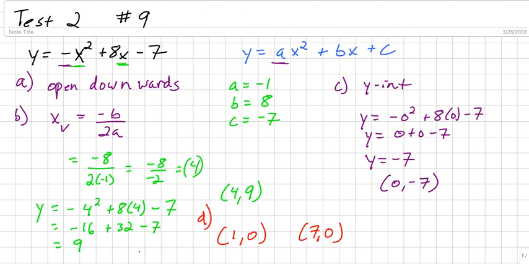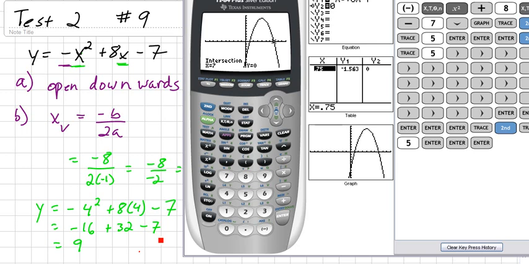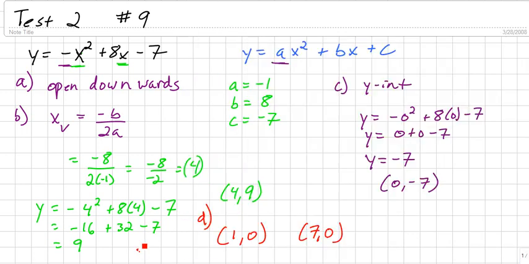For the axis of symmetry, I'm looking for the line that goes right down the middle. Remember, that goes through the vertex, and it corresponds to the x-coordinate of the vertex. So for letter E, I look at the x-coordinate of the vertex, which in this case is 4, and I draw a vertical line going through the point 4, 9, which ends up being just x equals 4. So that's how I found my axis of symmetry.